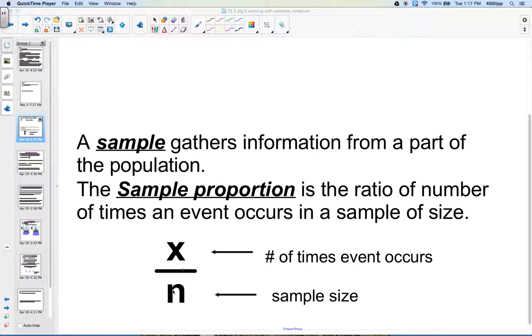So you're going to have x over n, where x is the number of times the event occurs and n is the sample size. So we obviously want to have n be a pretty big number. The bigger the number n is, then the more reliable that this will actually be.